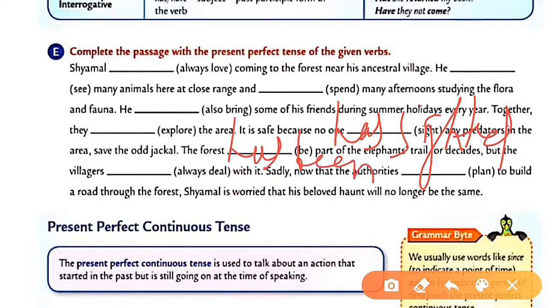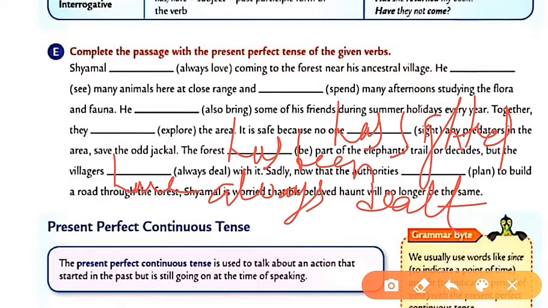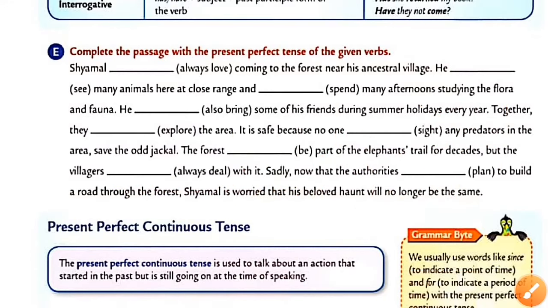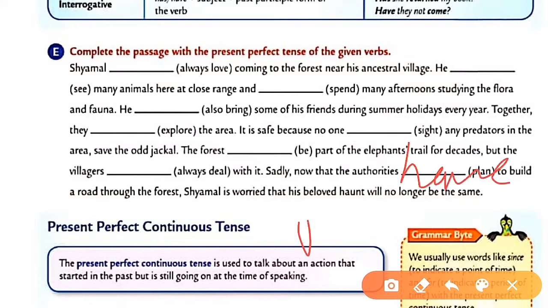The forest has been part of the elephant trail for decades, but the villagers have always dealt with it. Sadly, now that an unauthorized person has started to build a road through the forest, Samuel is worried that his beloved hunts will no longer be the same. So, have planned.